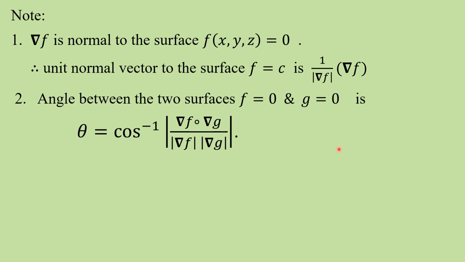Now suppose the dot product between the two gradients, that is del f and del g, is 0. That means they are orthogonal, intersecting at 90 degrees.